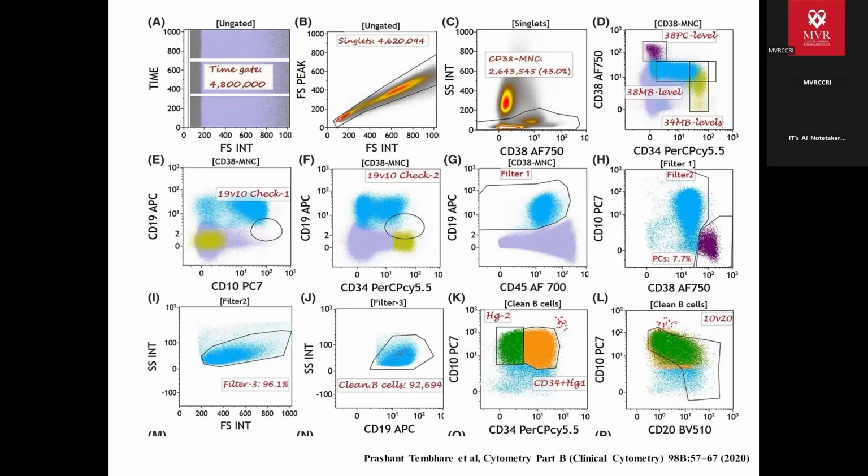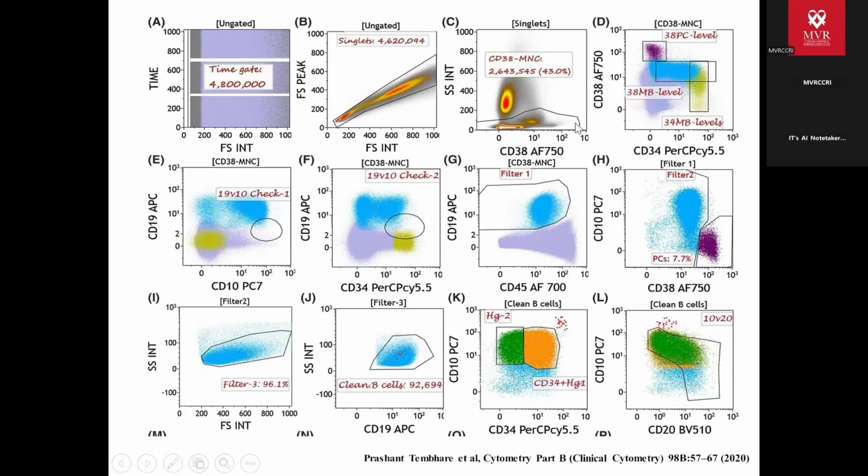So if you see here, this is my time gate, the time versus forward scatter, which includes all the events. Then with forward scatter, this is the gate where I've separated out my debris, I mean the doublets. So doublets will lie outside these uniform cell patterns of the cell. And then after that, I've taken out my CD38 positive cells. This is my CD38 positive cells.